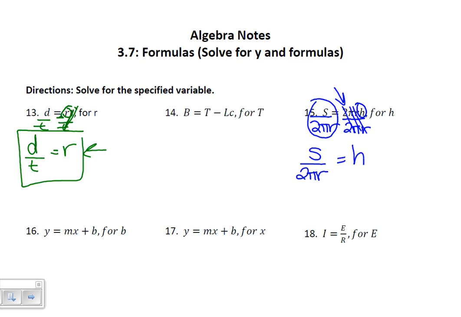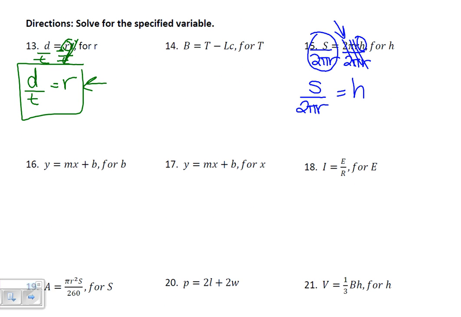Remember with our formulas, we're not going to come up with a number answer, because I cannot combine these because they're not like terms. Okay, let's look at number 17 here. Scooch down a little bit. Alright, number 17, it wants me to solve for x.